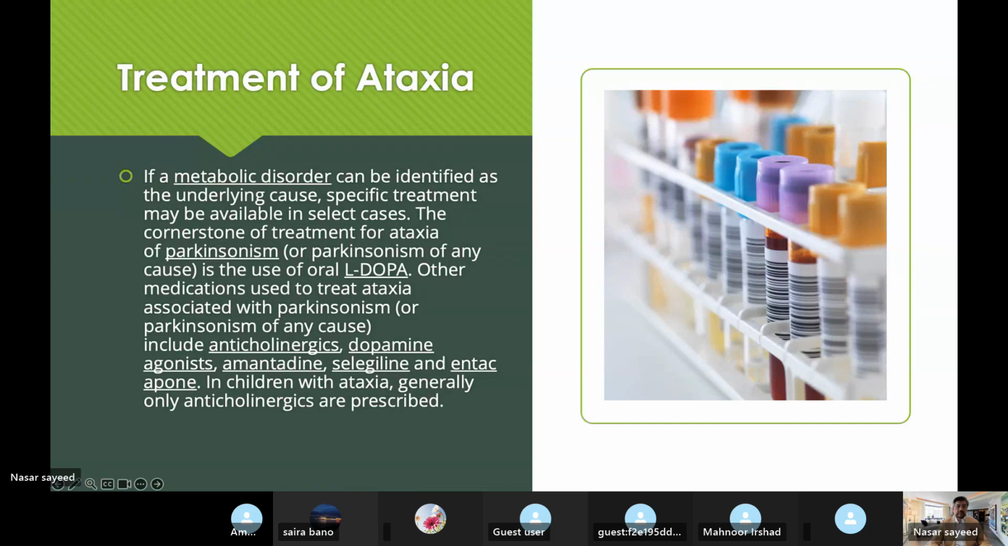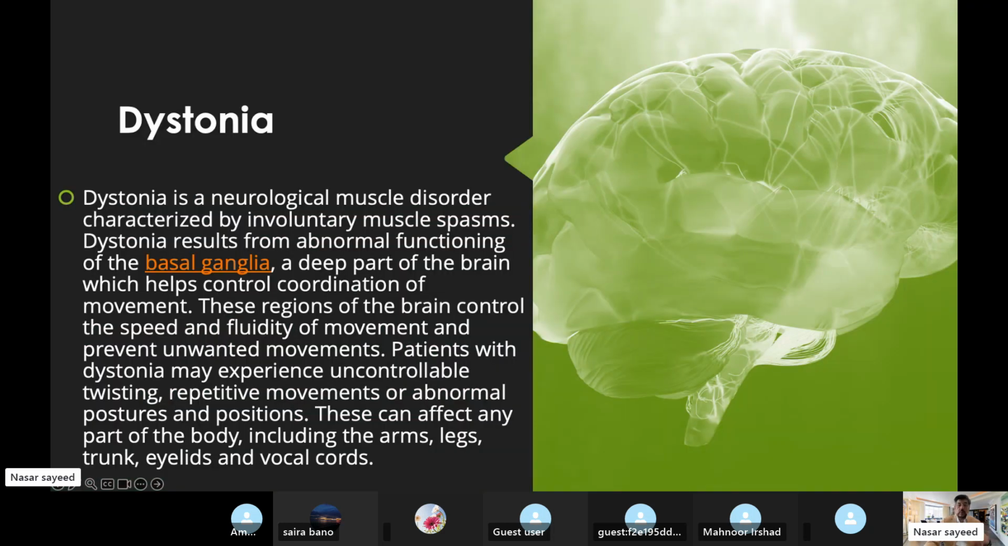Mostly, if the ataxia is in children, we try to avoid other medications in children, and the anticholinergics are the mainstay. So entacapone, selegiline, dopamine agonists are usually not given to children. Children are mostly prescribed anticholinergics like procyclidine. So that is relatively considered to be safer in children. So this is what the basic treatment is.